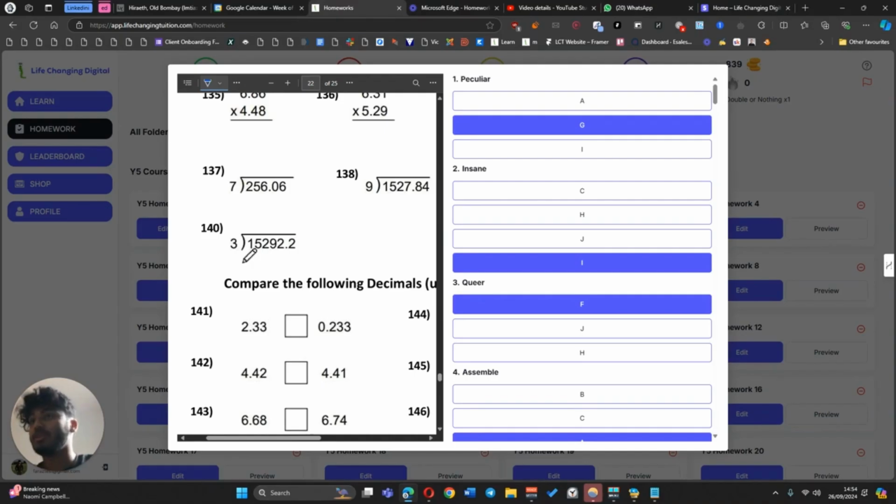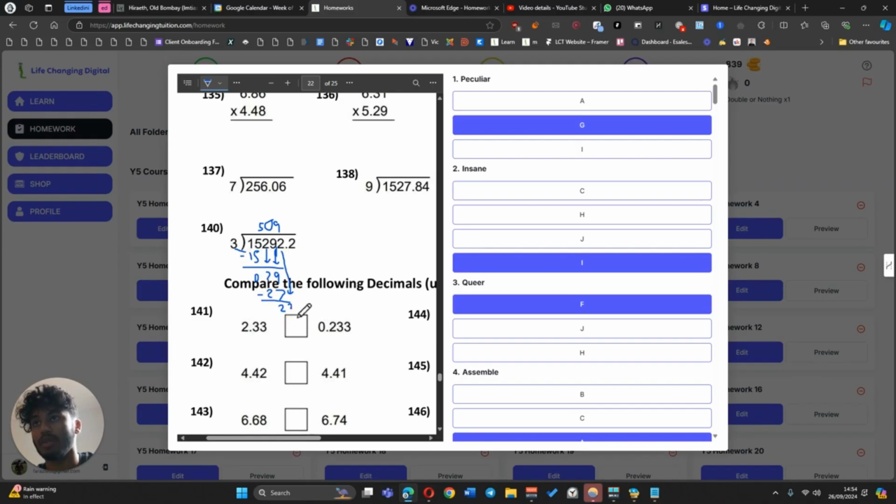Question 140. We go 3 into 15 is 5. And then we have to bring the 2 down. 3 doesn't go into 2. So what we have to do is put a 0 there, and now we can bring down another one, which is 9. 3 goes into that 9 times, and that will give us 27. And then we bring the 2 down.